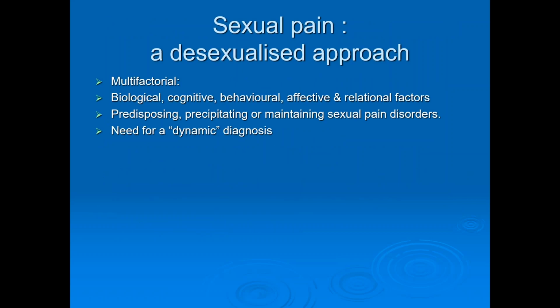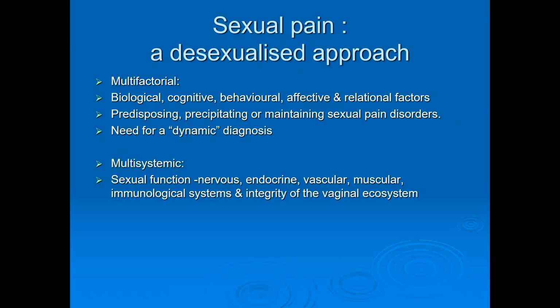So obviously sexual pain is multifactorial. All of the things we've talked about in terms of biological and cognitive factors, emotional, and relational factors, any of those things might be the cause or the maintaining of sexual pain. So we need to have a very dynamic diagnosis. And it's multi-systemic, so sexual functioning involves all of those aspects of our bodily function, as well as the immunological systems and integrity of the vaginal ecosystem.